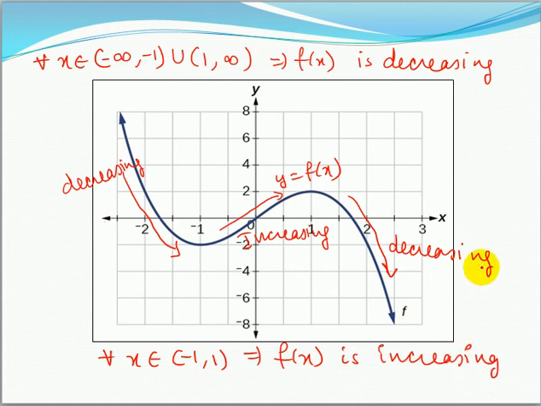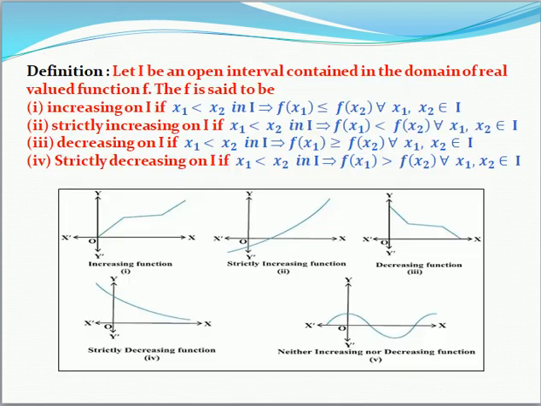Now let us try to state this condition. The definition says: if I is an open interval contained in the domain of a real valued function, so we are talking about an interval which is a subset of the real numbers, that is -infinity to infinity, then f is said to be increasing on this interval if x1 is less than x2. That means there are two values x1 and x2 belonging to the given interval, where x1 is smaller than x2.